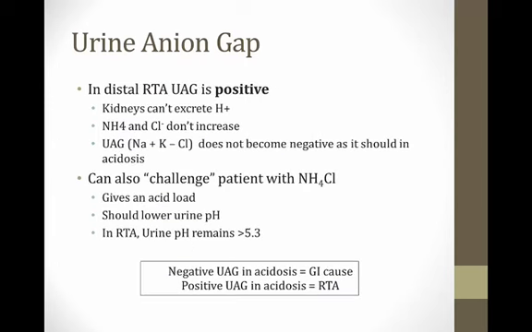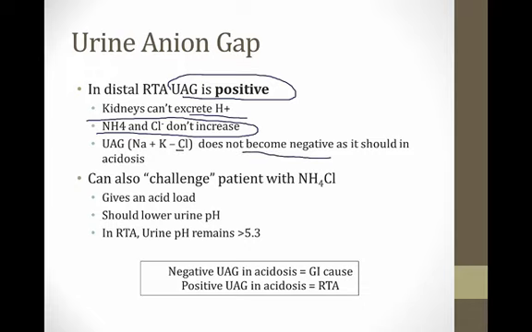In contrast, patients with a distal RTA have a positive urine anion gap, and this is very abnormal. The urine anion gap should not be positive in the setting of acidosis. But this happens in a type 1 RTA because the kidneys can't excrete H+. Therefore, the ammonia and chloride levels don't increase. Therefore, the urine anion gap level, which is sodium plus potassium minus chloride, does not become negative as it should.